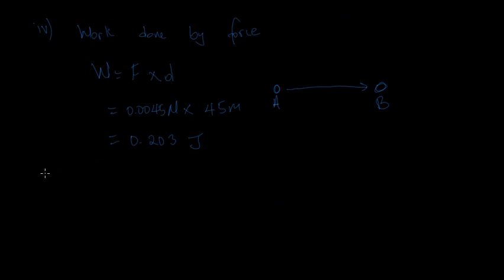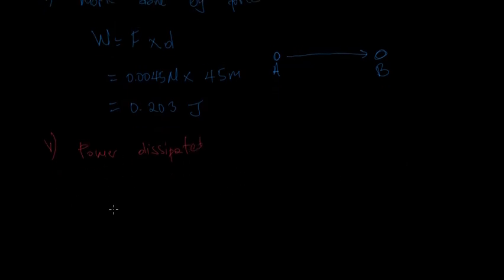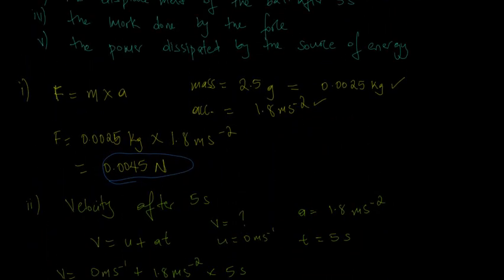Alright, so let's say part 5 wants us to find the power dissipated. Okay, so power, mechanical power, let's call that P, is equal to work done over the time taken to complete that work. So our formula is P is equal to W over T. Now we just found work, right? And we said that work is 0.203 joules.